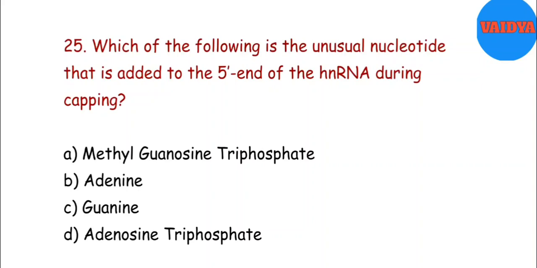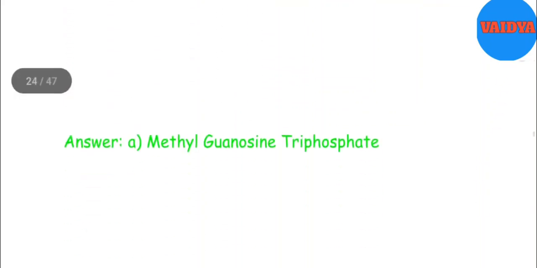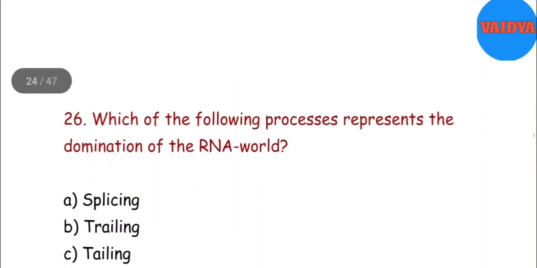25. Which of the following is the unusual nucleotide that is added to the 5' end of the hnRNA during capping? A. Methylguanosine triphosphate. B. Adenine. C. Guanine. D. Adenosine triphosphate. Answer. A. Methylguanosine triphosphate.